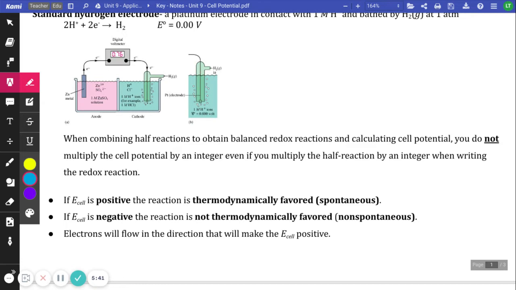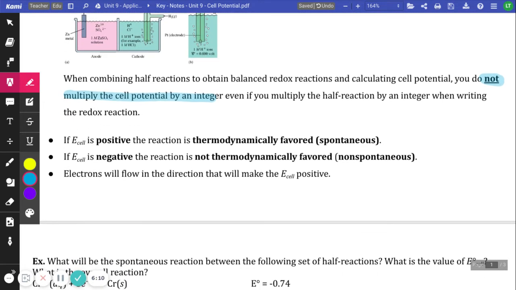So sometimes when we're balancing redox reactions, we have to multiply our reactions by a factor. This is really important. You do not multiply the cell potential by any factor. Cell potential is independent of amount. It doesn't matter how much you have, it's going to stay the same. So it's an intensive property. So we do not multiply the cell potential.